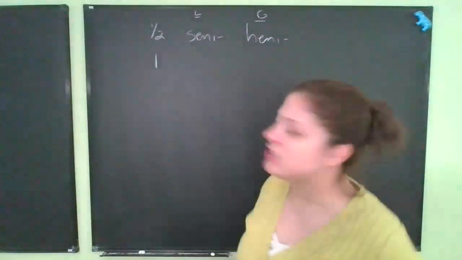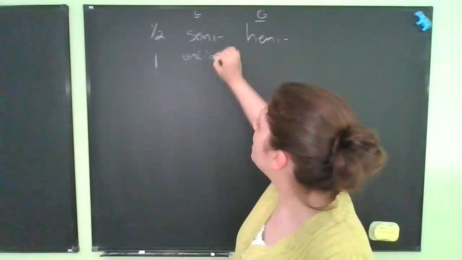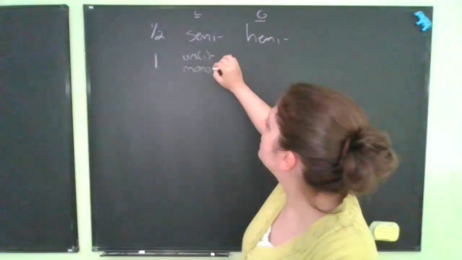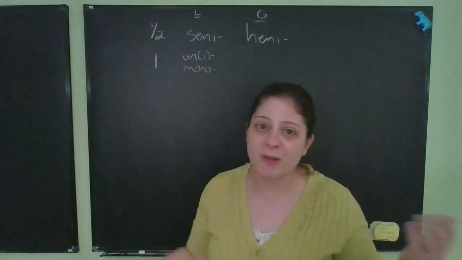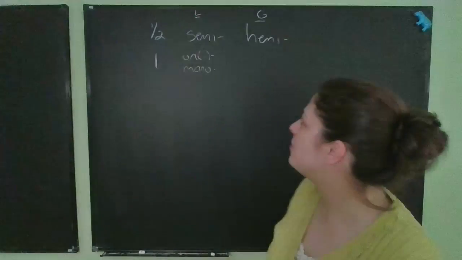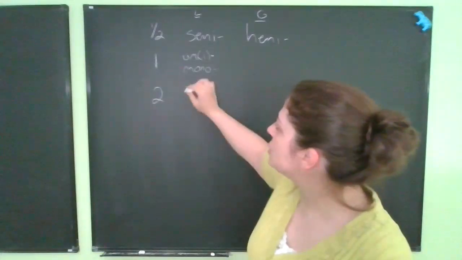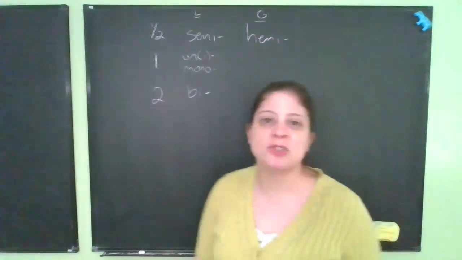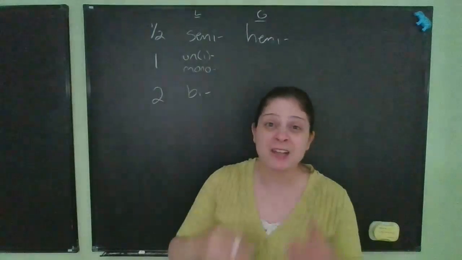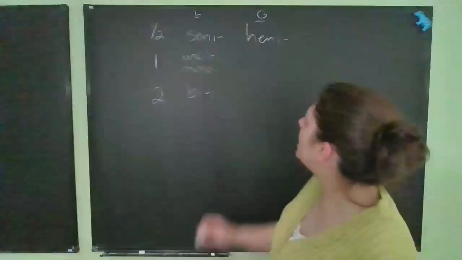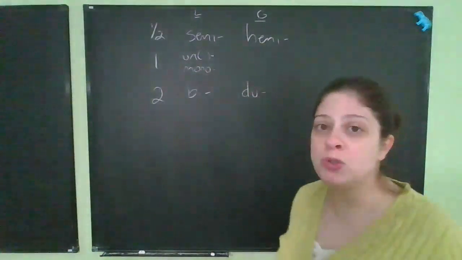We've actually already done prefixes for one. We learned uni and mono from Latin. And then for Greek, it's not really used that commonly. It's heno, but it doesn't show up that much in any English words, so we're not going to bother memorizing it. For 2, we learned the Latin prefix for 2 already. It's bi, like a bifurcation, or bisect, an angle. For Greek, it is du, because it comes from the Greek word duo.